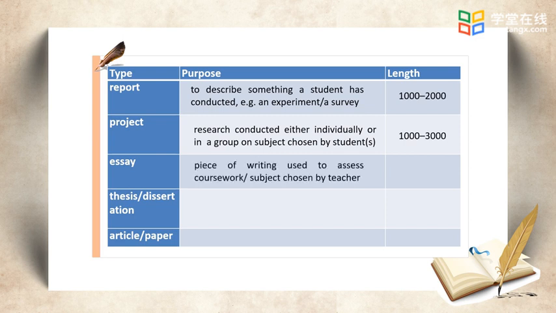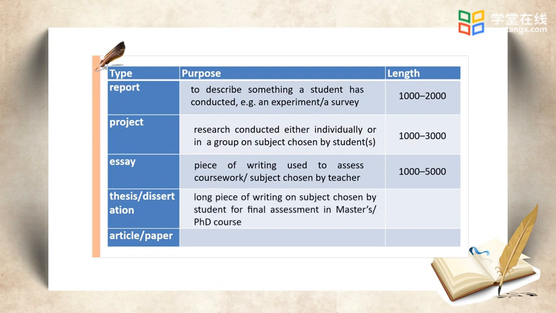An essay is actually a short piece of writing used to assess coursework on a particular subject chosen by the teacher. An essay needs to be 1,000 to 5,000 words long. A thesis or a dissertation is a long piece of writing on a certain subject chosen by the student for final assessment in pursuit of master's, PhD degree.